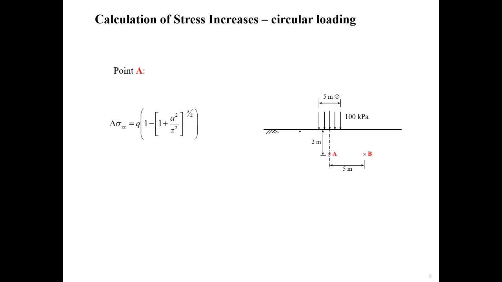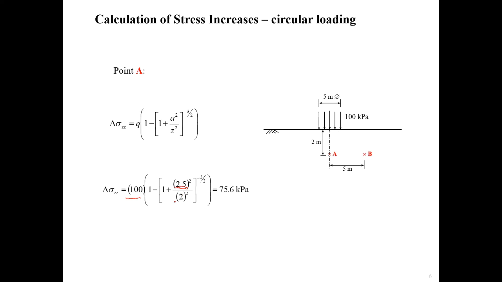For the circular loading and any point below the center A, we are able to use this analytical solution to calculate stress increase. So now the Q is 100 kPa. The diameter is 5 meters, so the radius A will be 2.5 meters. And J is the vertical coordinate of point A, so J equals 2.